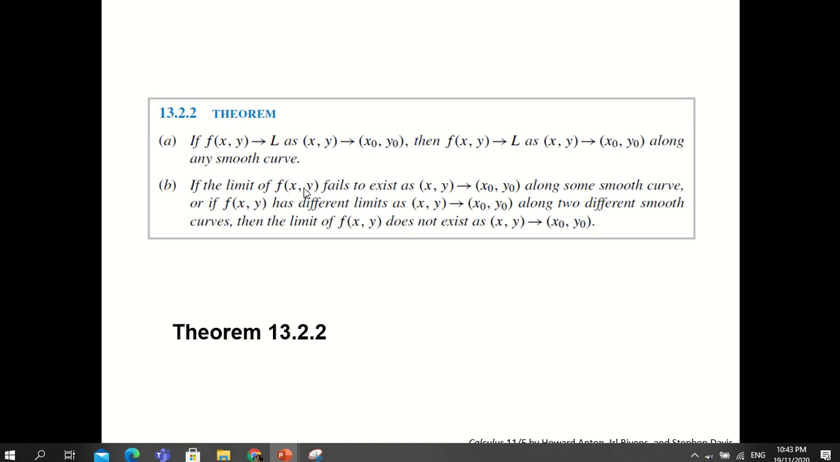So if the limit of this function of two variables fails to exist as x and y approach the point with coordinates x sub 0, y sub 0 along some smooth curve, or if the function of x and y has different limits as the point x, y approaches x sub 0, y sub 0 along two different smooth curves, then the limit of this function does not exist as x and y approach x sub 0, y sub 0.